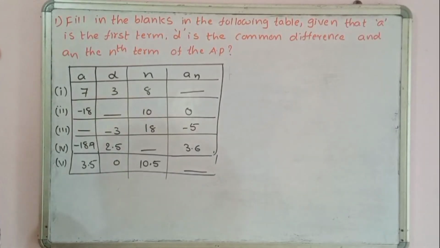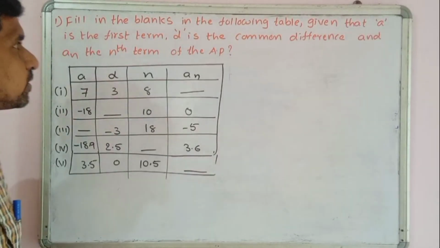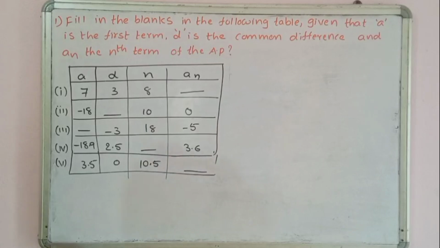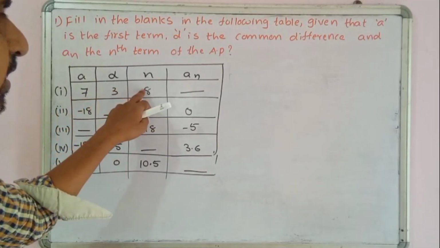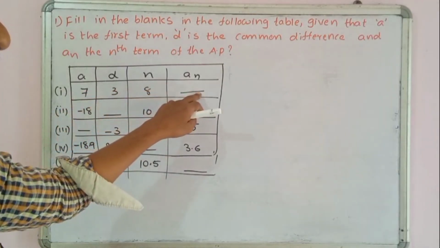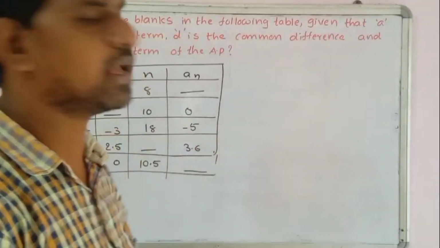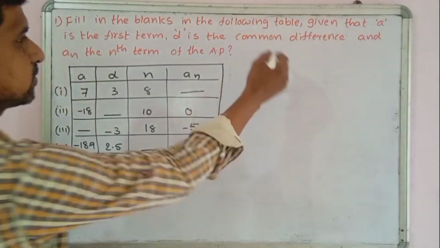Exercise 5.2, first problem. Fill in the blanks in the following table, given that a is the first term, d is the common difference, and an the nth term of the AP. Observe that in the first one a is given, d is given, n is given. Now we will find the value of an. an is nothing but the nth term.